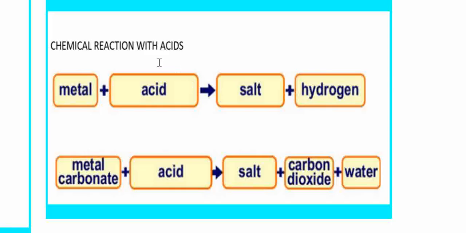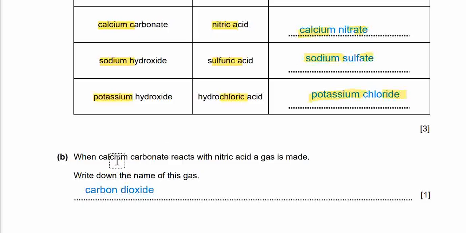These are the 2 reactions of acid with metal. Acid and metal will produce salt and hydrogen, while acid with metal carbonate will produce salt, carbon dioxide, and water. So these are the 2 gases formed from reaction of acid. If there is carbonate, it will be carbon dioxide. If there is only metal, it will be only hydrogen. So I hope it's clear.